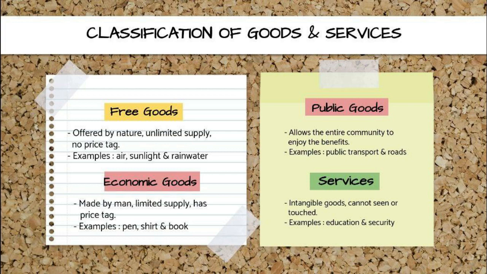Next, public goods. Public goods are goods that allow the entire community to enjoy the benefits, such as public transport and roads. The last classification is services. Services are intangible goods which cannot be seen or touched, like education and security service.